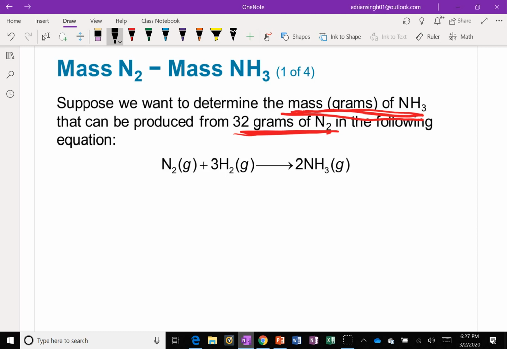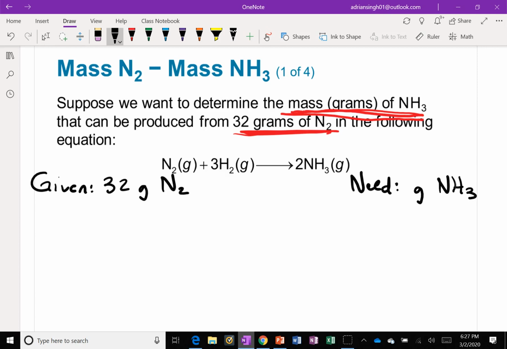So we're going to use the same strategy we've used in the previous questions. What are we given? What do we need to get to? We're told that we are starting with 32 grams of N2, and we need to figure out how many grams of NH3 we can make. So we're trying to relate the N2 to the NH3.